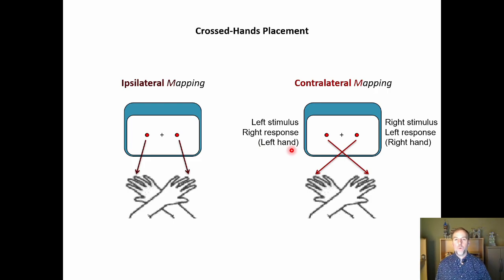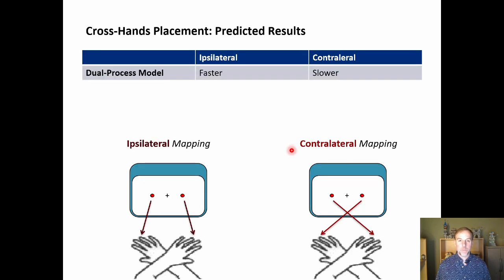So how will this result in opposite predictions of our 2 hypotheses? Well, in terms of the dual process model, we don't have a super satisfying, deep explanation, but the dual process model simply says, well, we don't care whether the hands are crossed or not crossed. If a left stimulus goes with the left response, I don't care what the hands are doing, that should be fast. And if a left stimulus requires a right response, that should be slow.